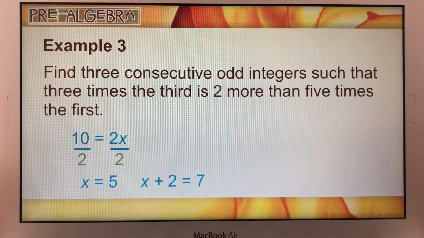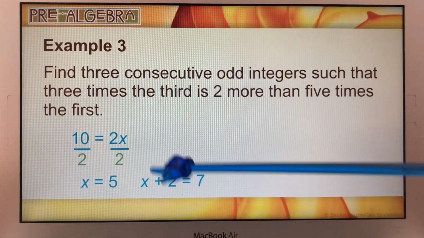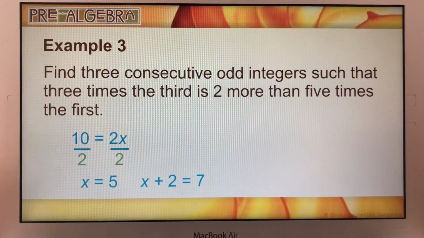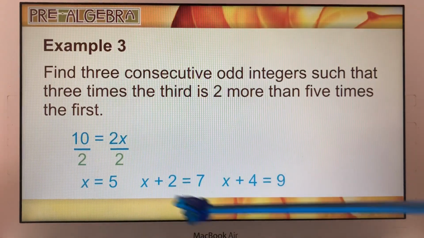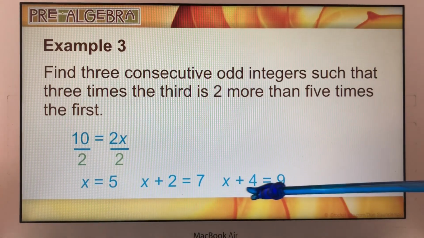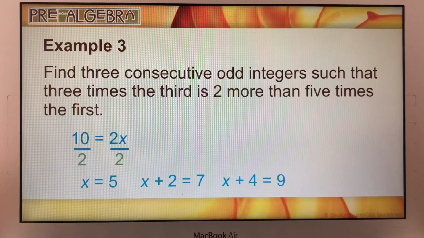Then my second consecutive odd integer is x plus 2, which is 7. Okay, 5 plus 2 gives me 7. And then my third odd integer is 5 plus 4, and that's going to give me 9.